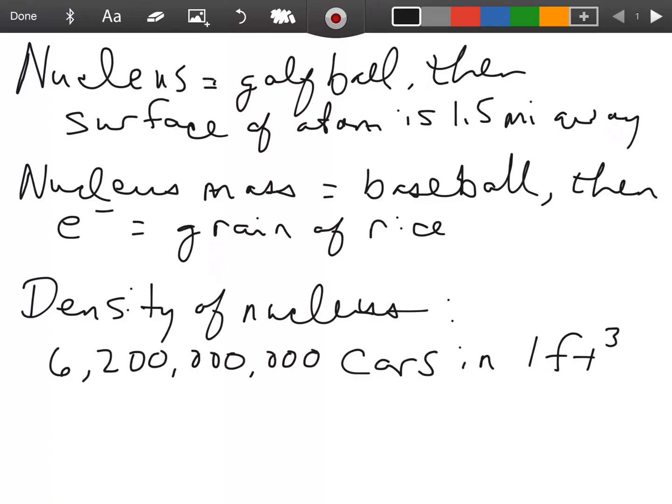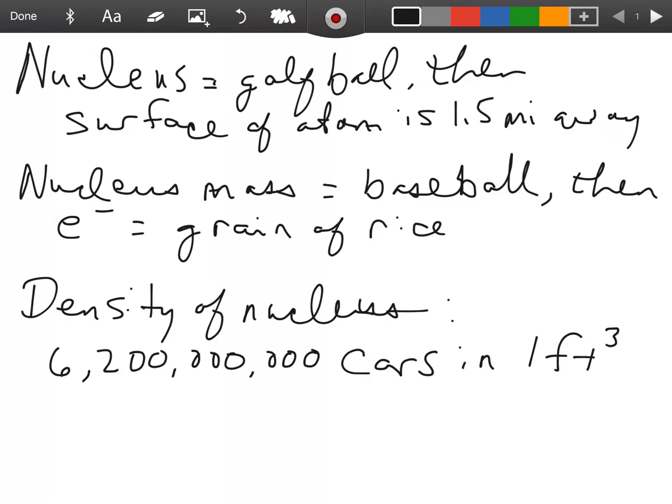And to illustrate this point, if the nucleus were a golf ball, the surface of the atom would be 1.5 miles away. So you get a feel for how big an atom is and how small that nucleus is. In terms of the mass, if the nucleus was the mass of a baseball, the electrons would be the mass of a grain of rice. And so again, you can kind of get a feel for how heavy that nuclear mass is.